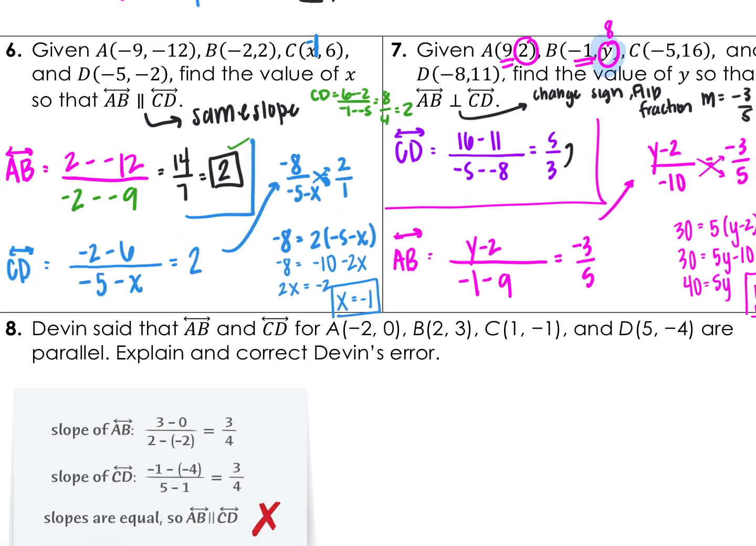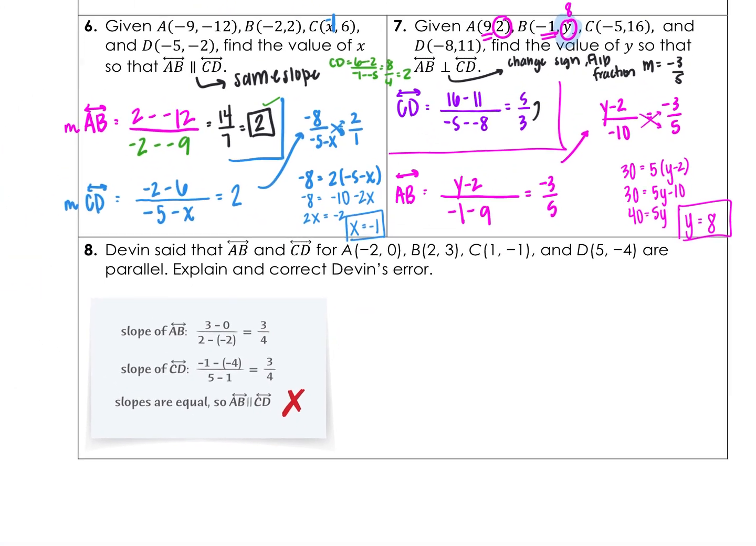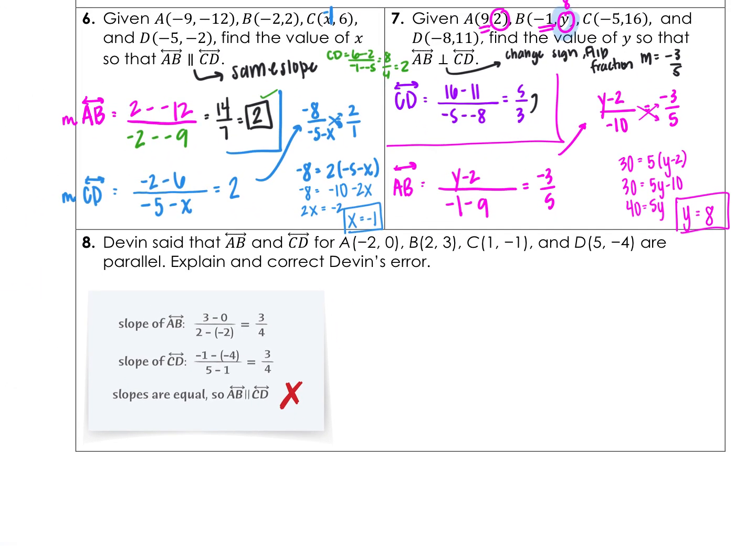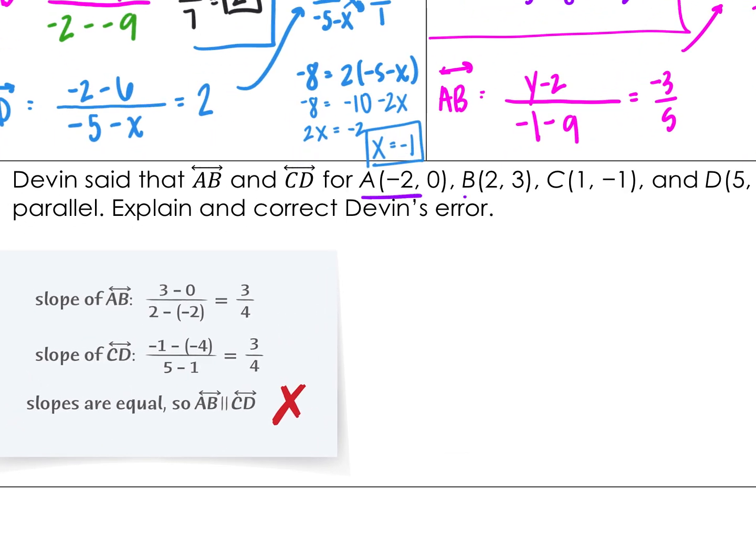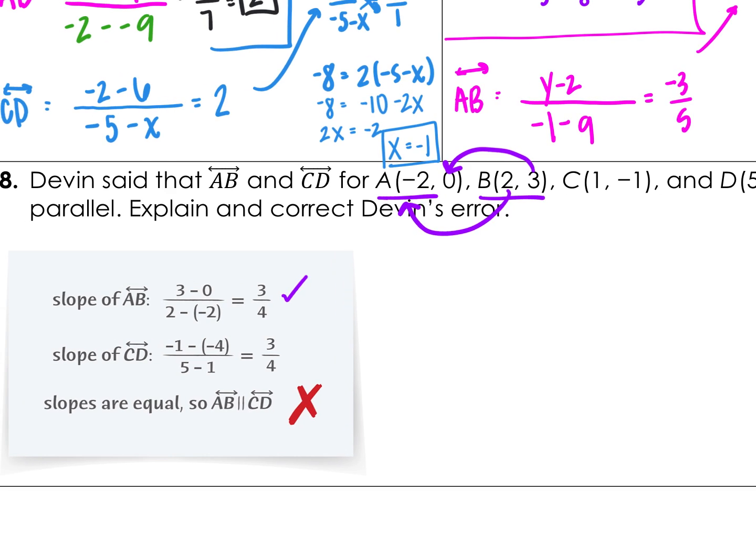All right, let's check out our last one, which is a little Marty mistake maker, and then we should be good to go. Devin said that line AB and line CD for all these points are parallel. Explain and correct Devin's error. So to find the slope of AB, he was looking at AB right here. He did 3 minus 0. That's good. That's the change in the y's. And then he did 2 minus negative 2. And he found the slope is 3/4. So far, that's looking pretty good to me.